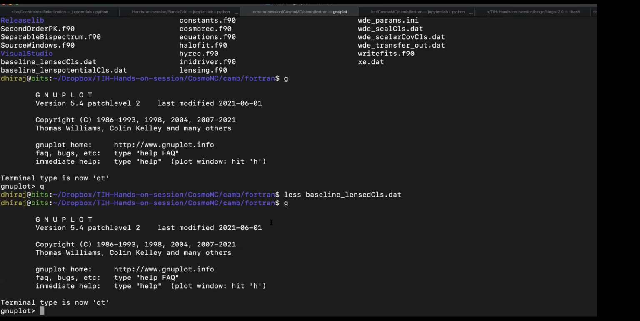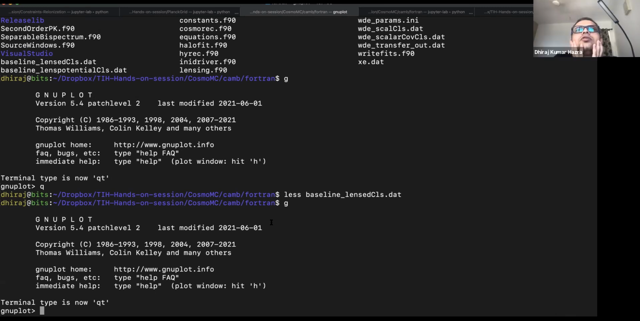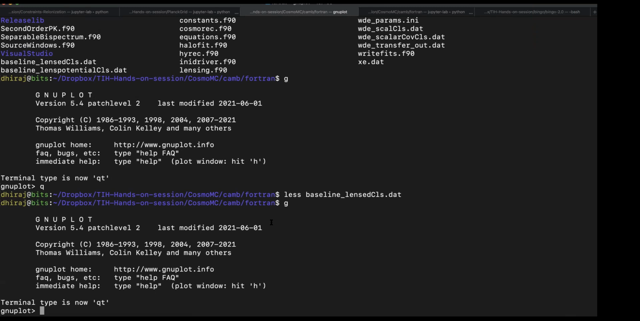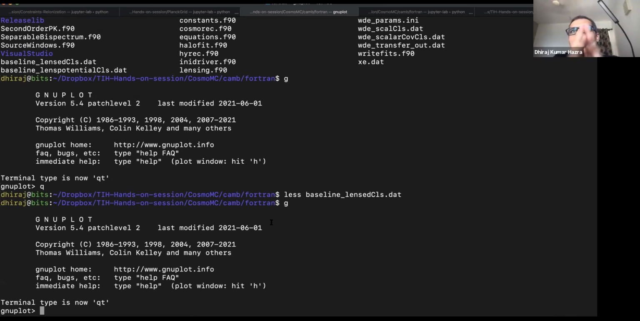Okay. Sir, I'm not getting any baseline. This baseline means CLs. What are you getting? Are you getting anything called Planck_2018_lens? Oh yeah. Okay. So that means that you have not changed your output root to baseline. Baseline is the name of the file. Since I wanted to be uniform so that everybody gets the same thing, I changed the file name to baseline.